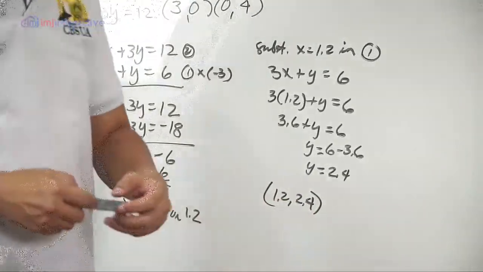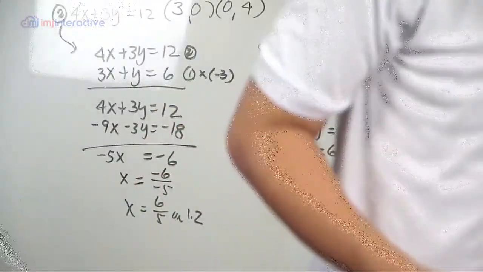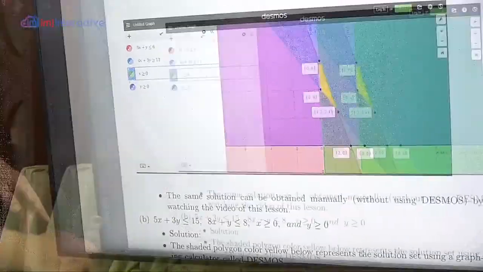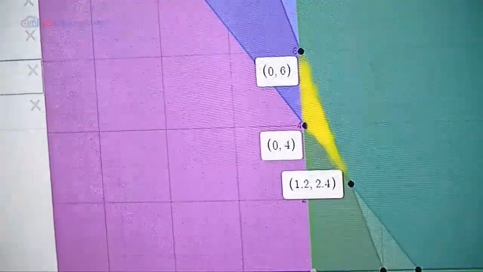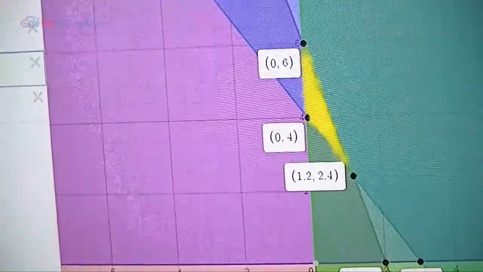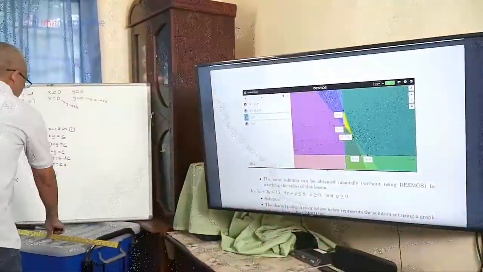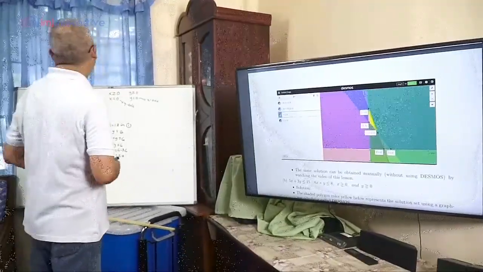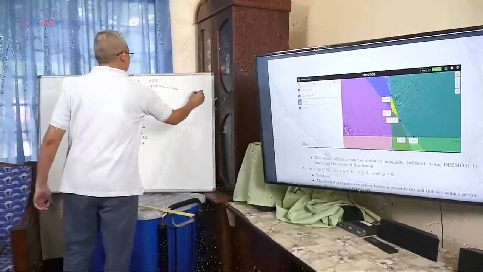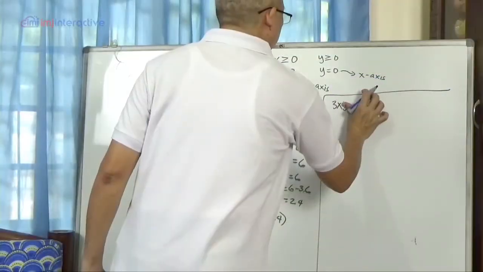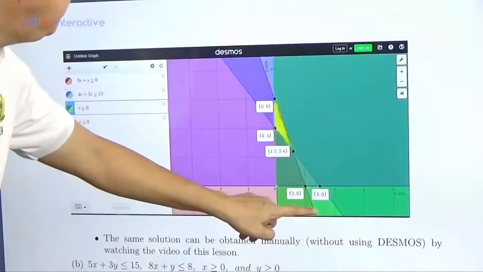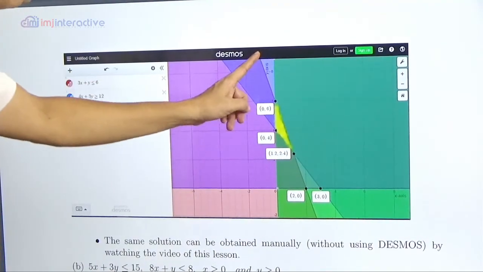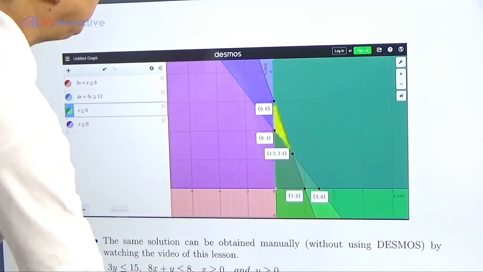So now we were able to get all the points that we need to identify the area of feasible region. Next, how are we able to identify this triangle here as the area of feasible solution? Let's take a look at the graph. You can just evaluate. Say, for example, when you say 3x plus y is less than or equal to 6, this is the line, 3x plus y equals 6. There are two sides of the line.